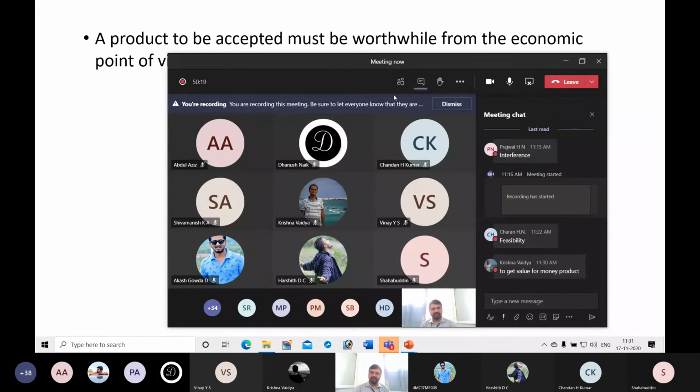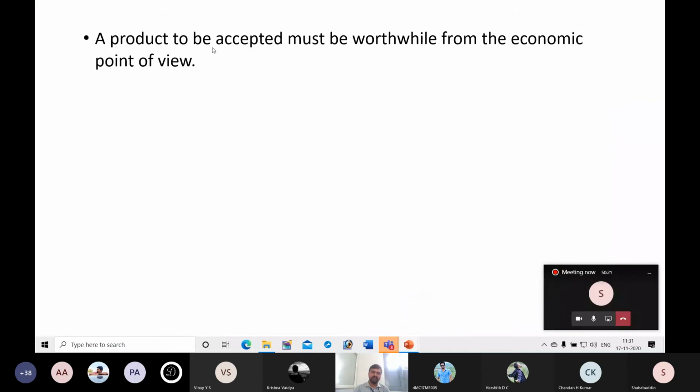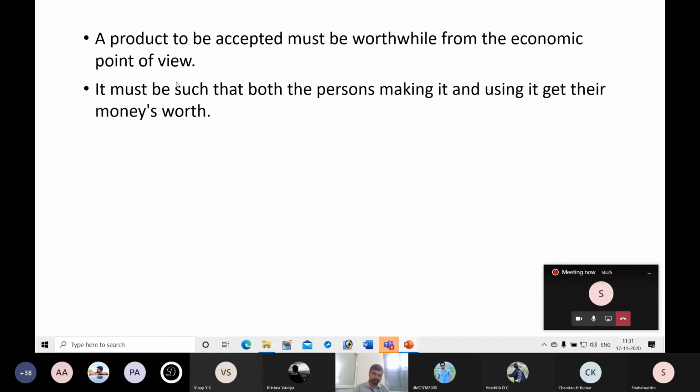So this is the thing, a product to be accepted must be worthwhile from the economic point of view. It must be such that both the persons making it and using it get their money's worth. The manufacturer has invested, and for the investment he has to get the profit. That is the point of view of the manufacturer. For the buyer or user, he has invested in the product. He must be able to get the service of the product, get some functions.